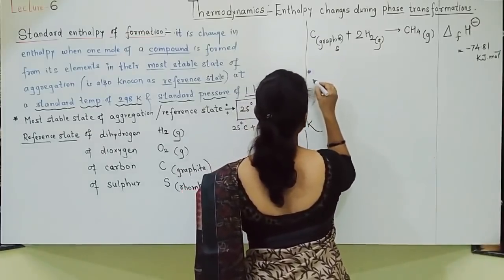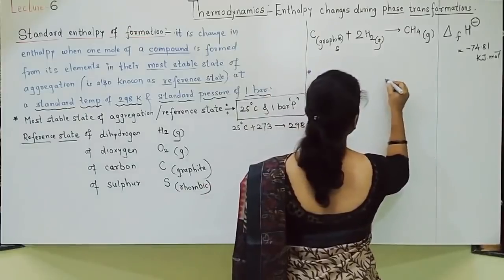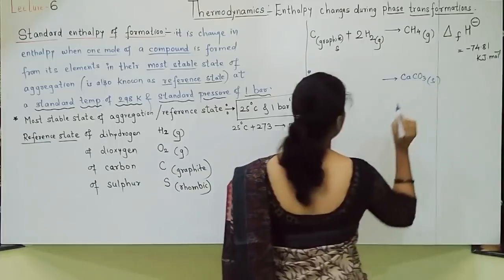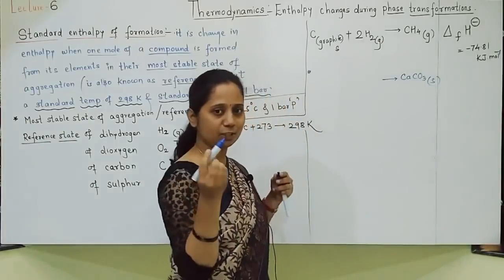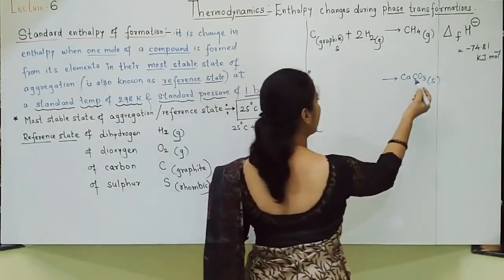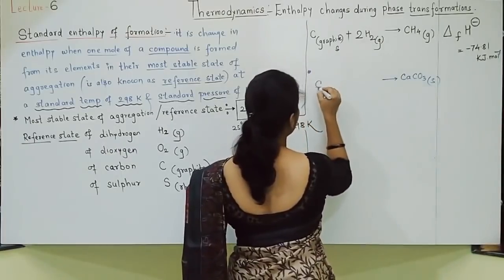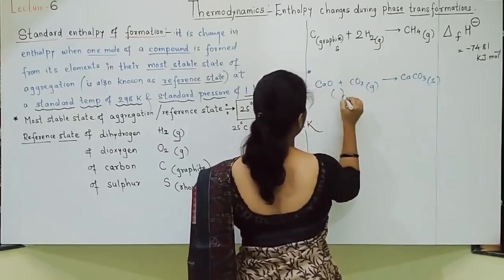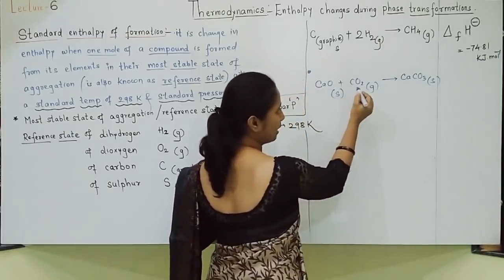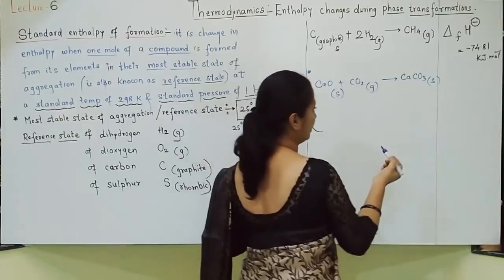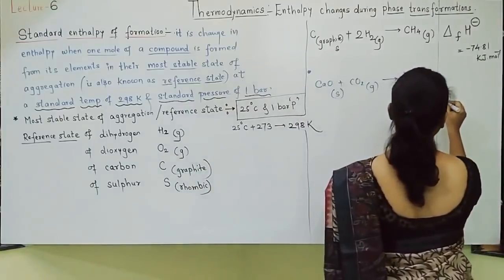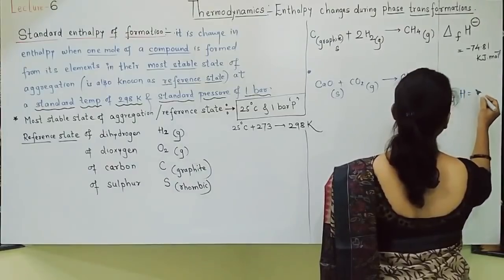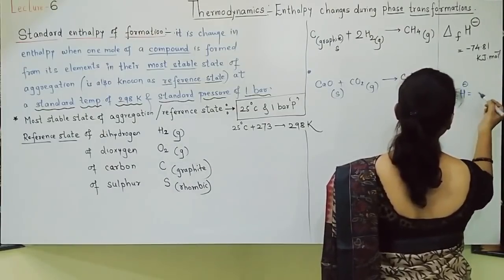different examples. For example, I am writing formation of calcium carbonate. Just observe. First understand the concept. To make your concept more and more clear, I will give 2 more examples. Calcium carbonate formation. So I am writing CaO plus CO2. The equation is given here: calcium oxide solid plus carbon dioxide gas gives CaCO3. For this, I will write delta H of formation is something.